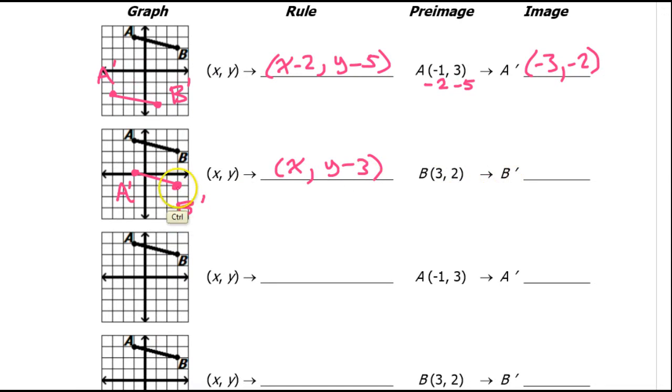Okay, so again, I can see that B prime is 3, negative 1, but let's use the rule which says leave x alone and subtract 3 from the y value. So if I do minus 3, 2 minus 3 is negative 1. So that's going to give me 3, negative 1.